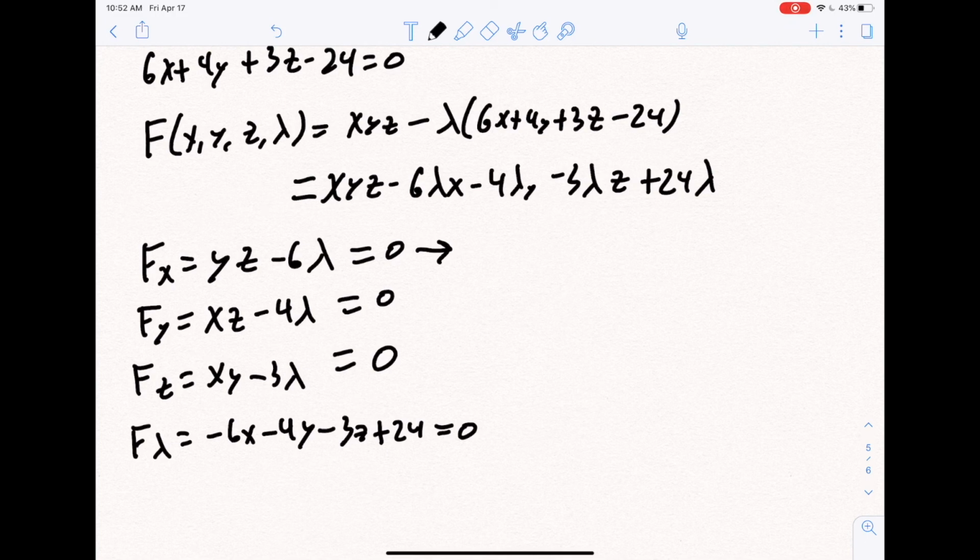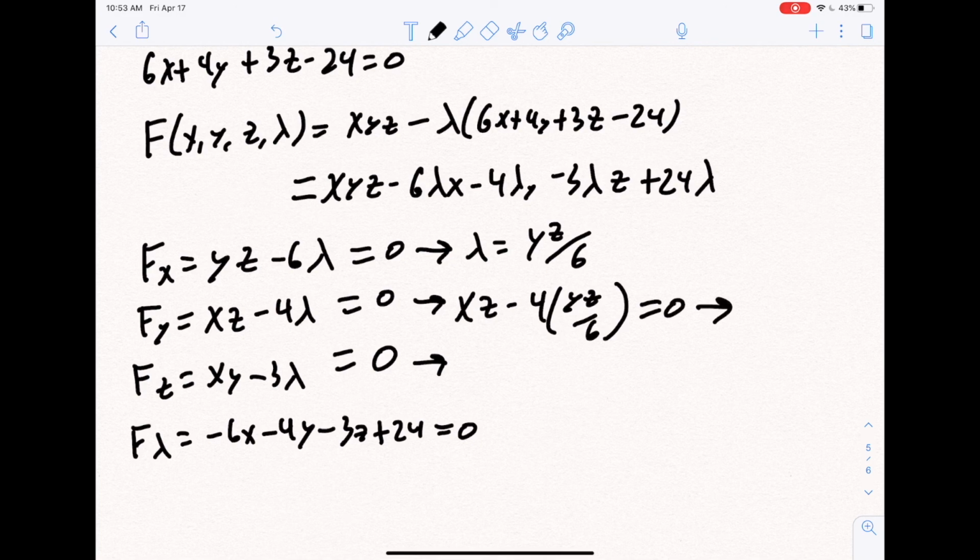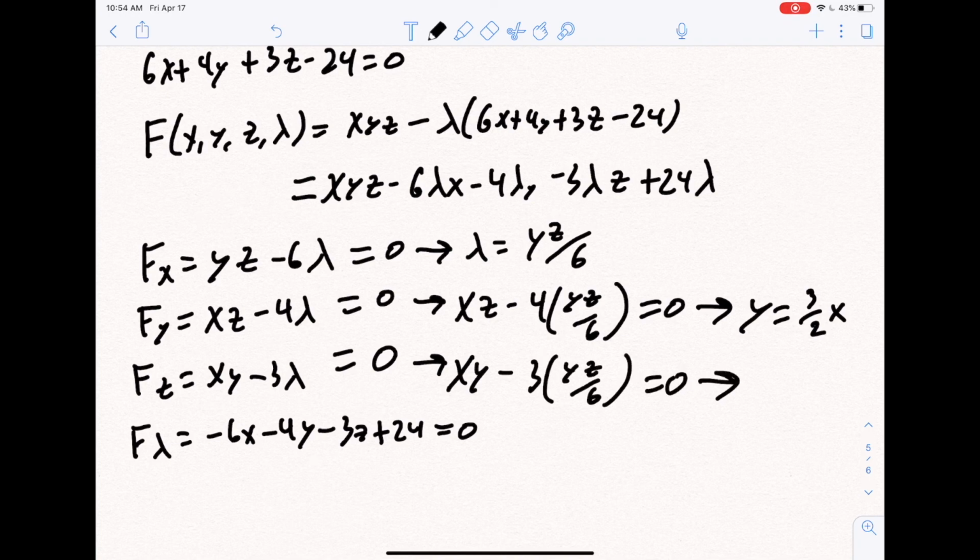So here in this equation, we can add 6 lambda to both sides and divide. And what we're going to end up with is lambda equals yz over 6. We can plug in for lambda, and we get xz minus 4 times yz over 6 equals 0, which tells us y equals 3 over 2 x. And so again, here plugging in for lambda, we get xy minus 3 times yz over 6 equals 0, which is going to tell us z equals 2x.